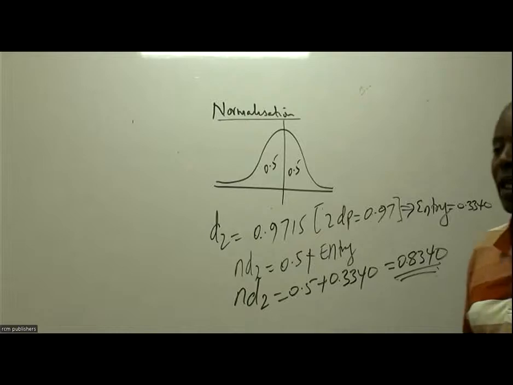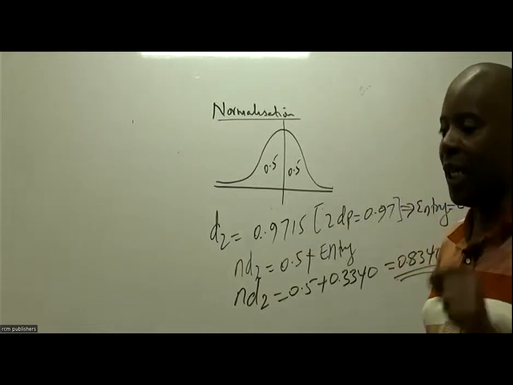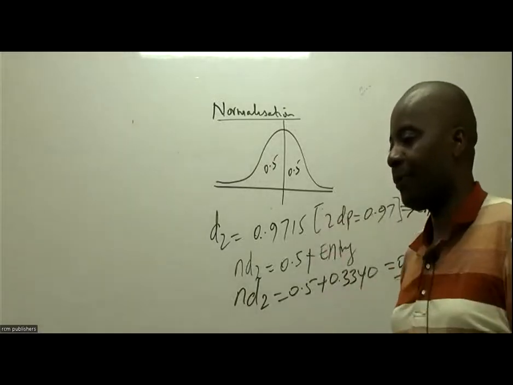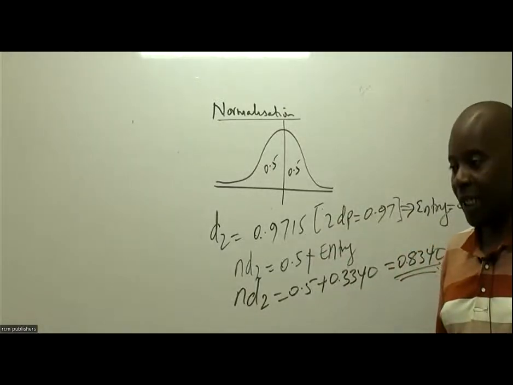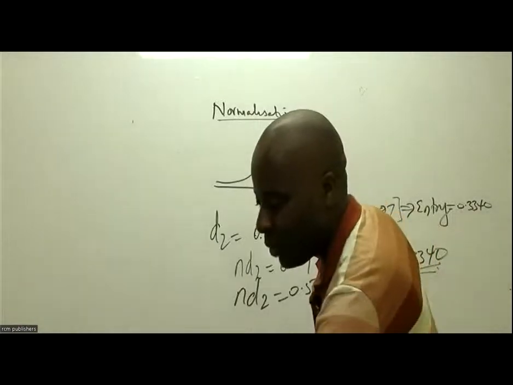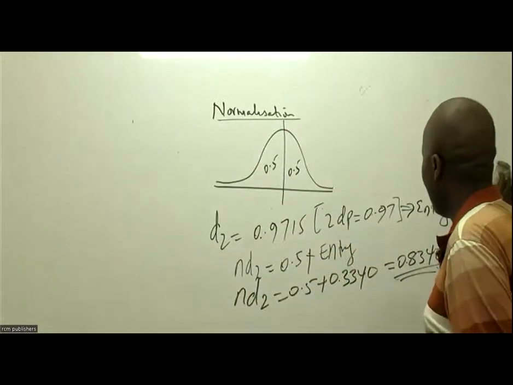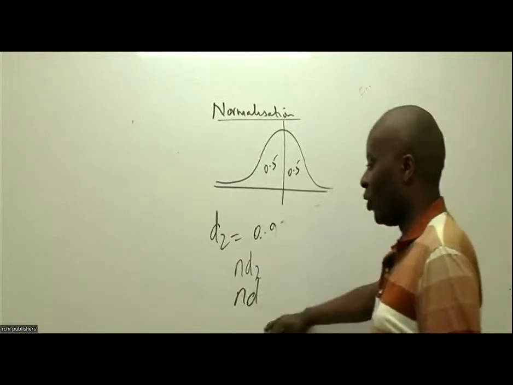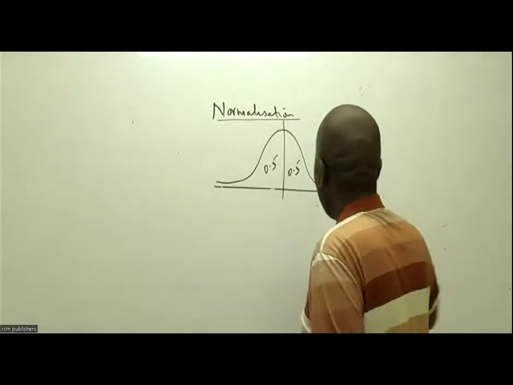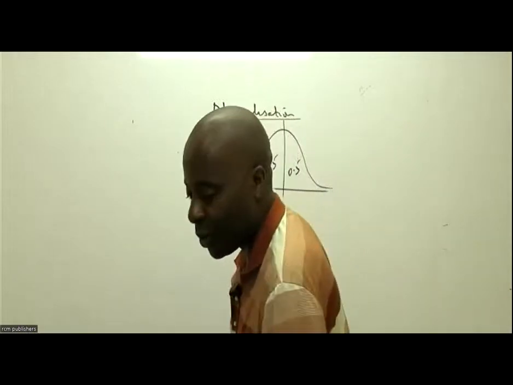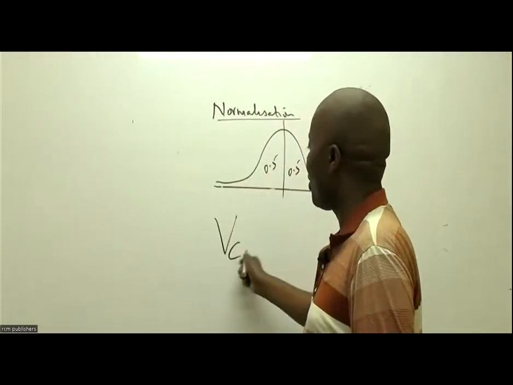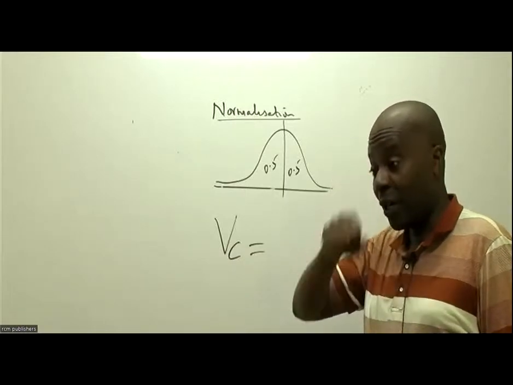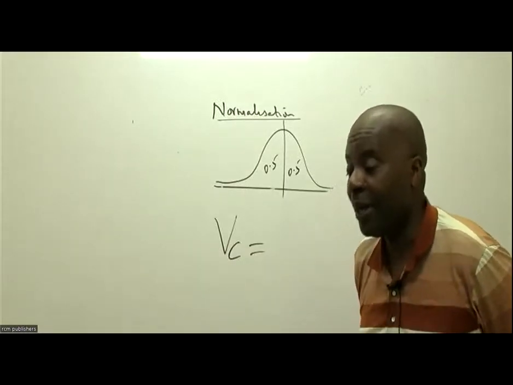So I've been able to get ND2, I've been able to get ND1. What do you think will be the next step in this exercise? VC, isn't it? So come and give us VC. VC is the value of a call option. Is there somebody who is able to remember the formula for the value of a call option?